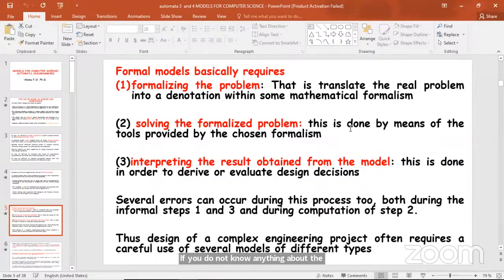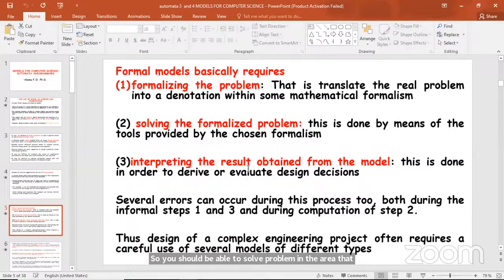Next is solving the formalized problem. This is done by means of tools provided by the chosen formalism. When I say tools, if you have abstracted into some set of mathematical equations, then as a math student, you should be able to work with a system of equations, or linear equations, or quadratic equations, or any form of equation. So you should be able to solve problems in the area that you have abstracted to.